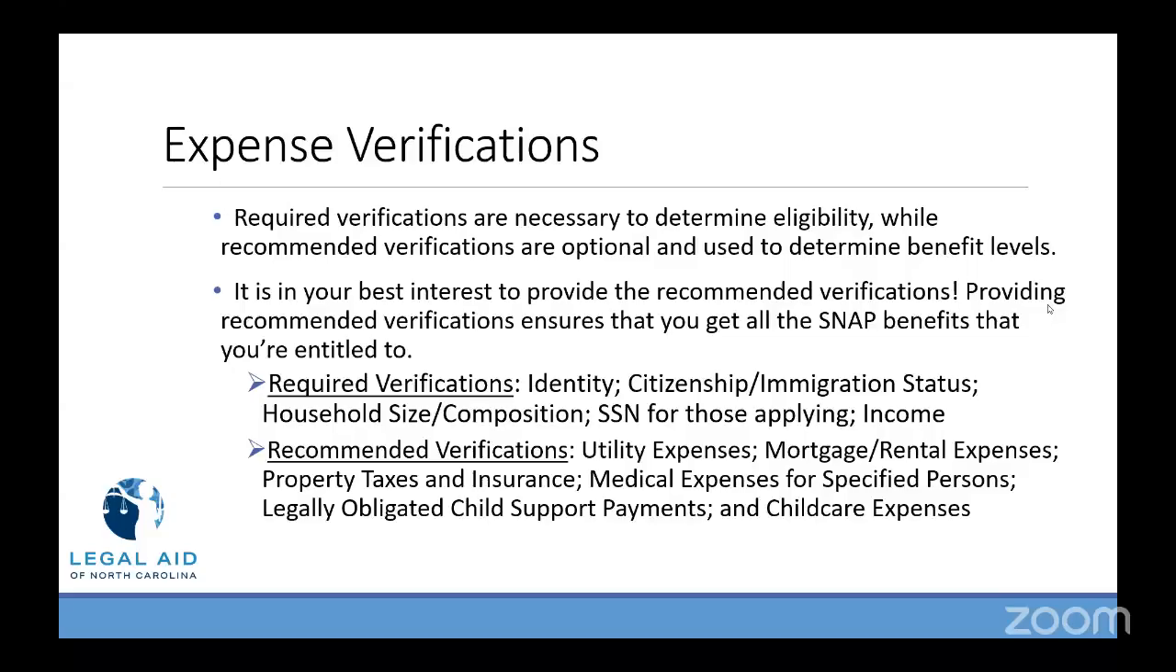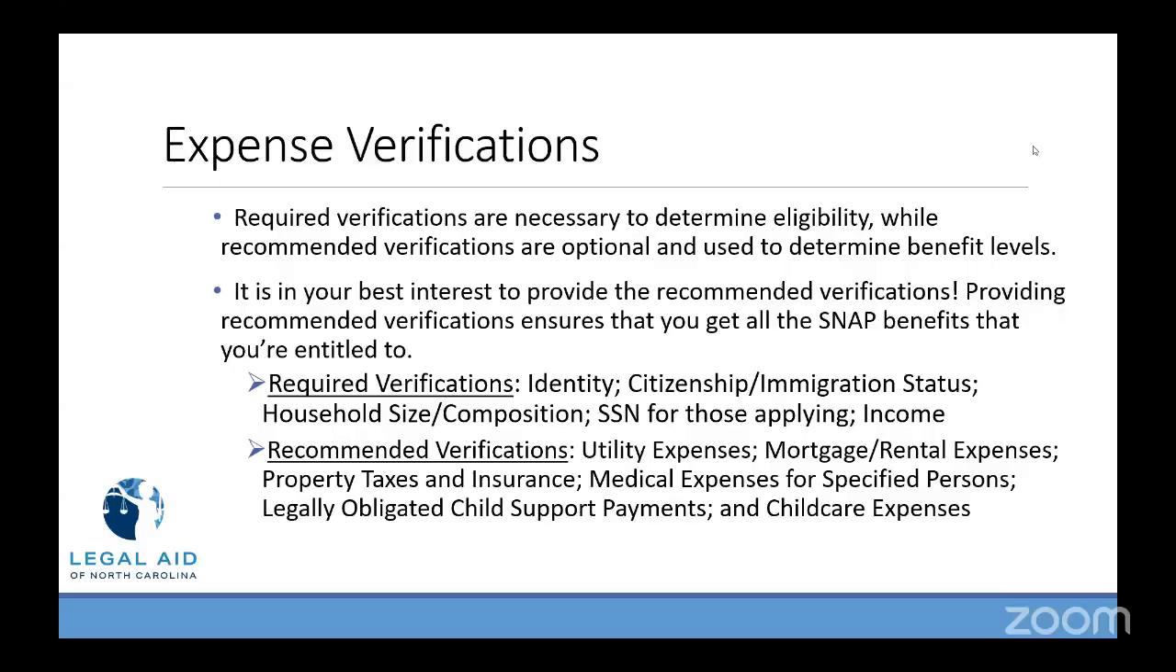While you don't have to provide recommended verifications, it's generally in your best interest to provide them. Providing those recommended verifications helps to ensure that you get all the SNAP benefits that you're entitled to, because those verifications are used generally to determine your expenses. So, for example, when we talk about required verifications, that could be things like proof of identity, proof of citizenship or immigration status, proof of household size or who's in the household, Social Security number, if requested, but again, only for those applying, and proof of income.